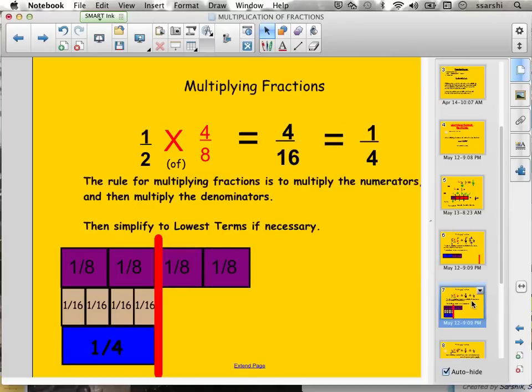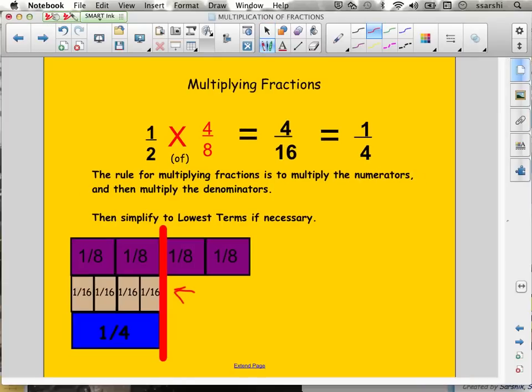Let's look at another example. Again, the rule for multiplying fractions is to multiply the numerators and then multiply the denominators, and then simplify to lowest terms if necessary. You see here 1/2 times 4/8 is 4/16, which you can see here in the picture. That was derived by going 1 times 4 is 4, 2 times 8 is 16, and 4/16 can be simplified, like we said before, by dividing both by 4, simplified to 1/4.